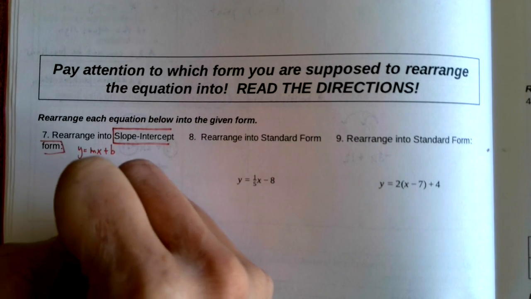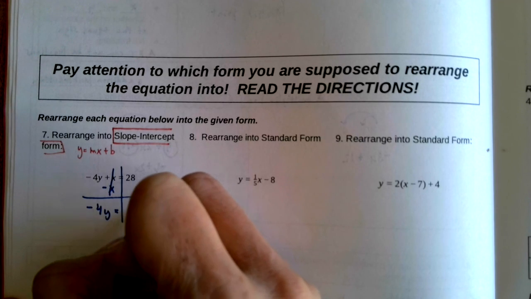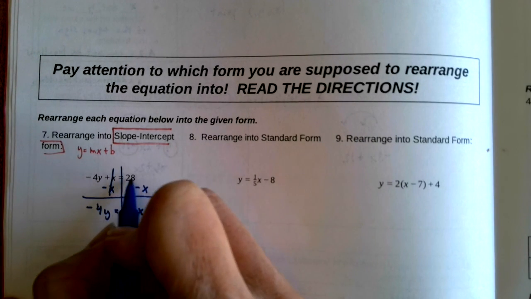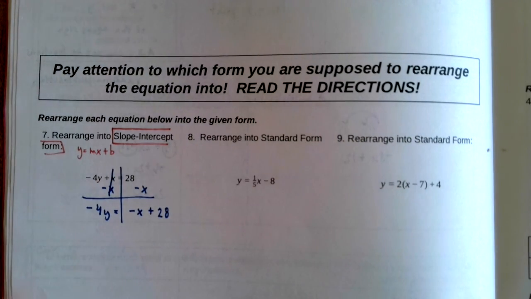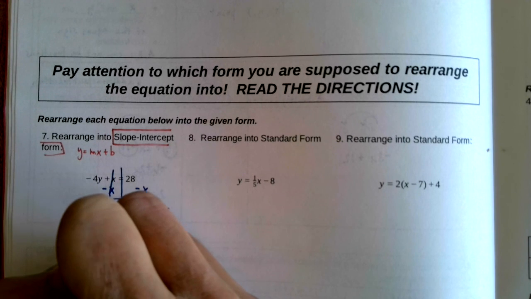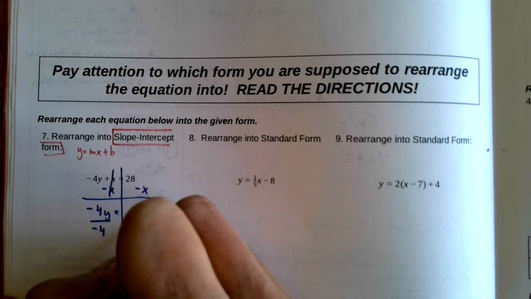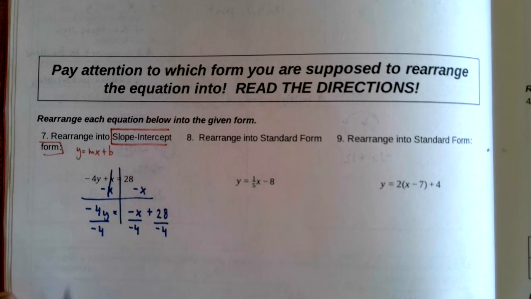So now I have negative 4y equals, I'm going to put my x first, so negative x. My 28 was positive, so I'm going to make it a plus 28. Last step is to get y all the way by itself. I'm going to divide by negative 4. That means I have to divide everything on this side by negative 4.